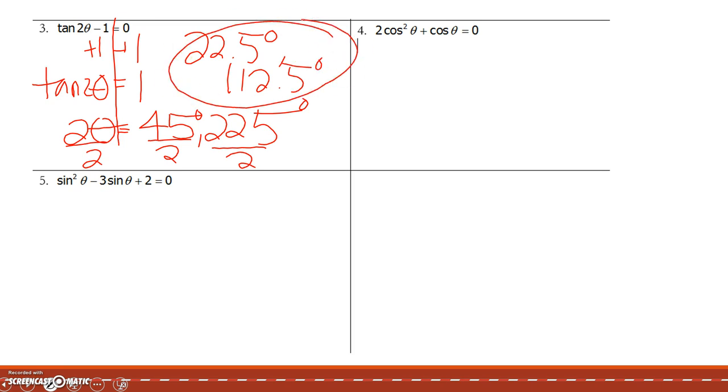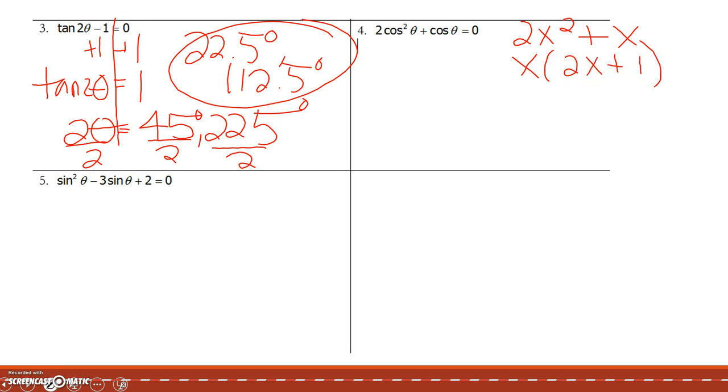For number 4 and 5, what we have to do is factor them. And so we have 2 cosine squared plus cosine. If that confuses you, you could always put in variables for right now. So instead of cosine squared, I'll use x squared. And instead of cosine, I'll just use x. You could factor that and then sub the cosines back in for the x's. So if I was going to factor that, that has a GCF of x, and I'm left with 2x plus 1.